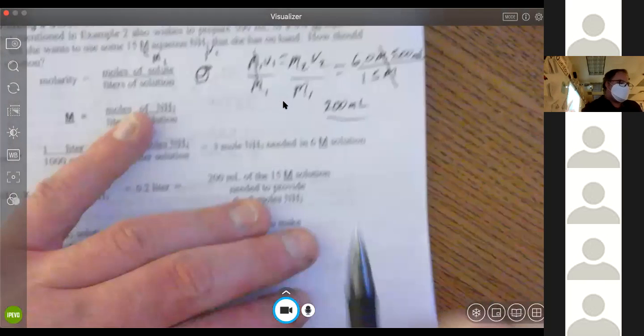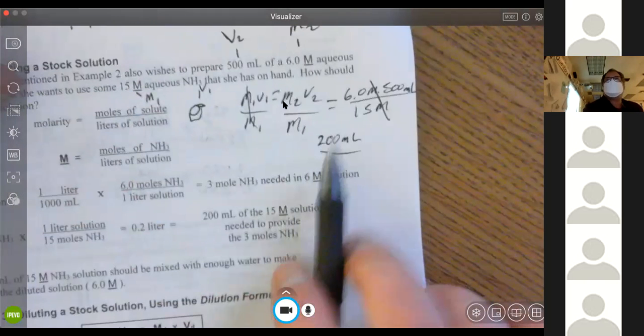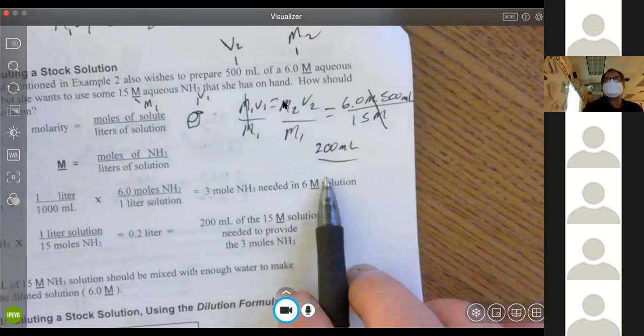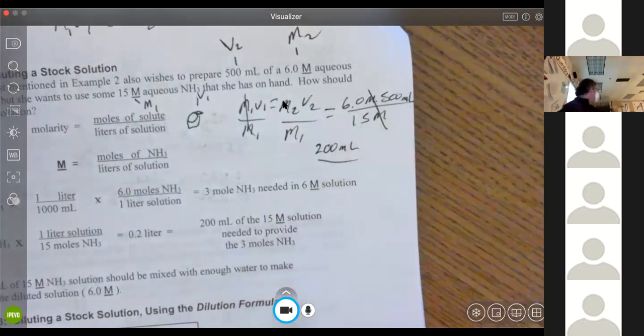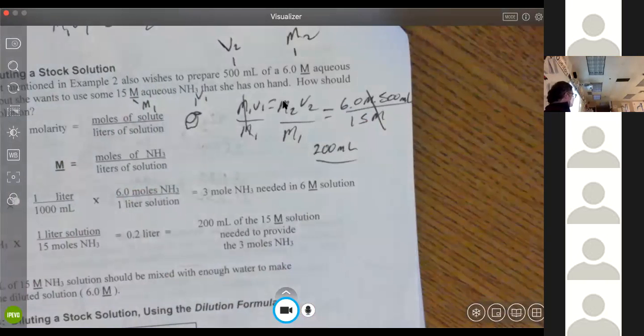We're going to start with 200 milliliters of the 15 molar, and we're going to add enough water to match 500 milliliters. Some of you might be saying, don't you mean you're just going to add 300 milliliters of water? No, we never say that. We always say we're going to add enough water to make 500 milliliters.